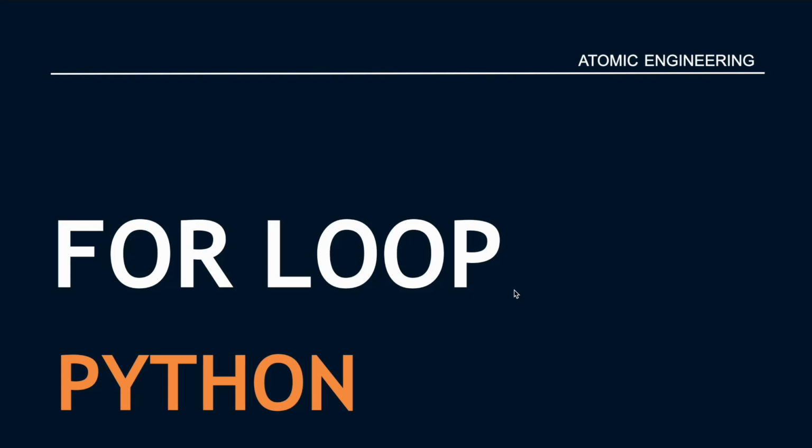Hello everyone, let's talk about for loops in Python. In the previous video, we have seen while loops. The while loop keeps looping while its condition is true, which is the reason for its name. But what if you want to execute a block of code only a certain number of times? You can do this with a for loop statement.